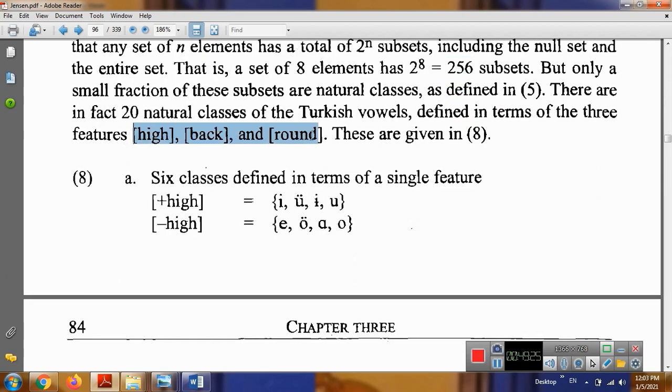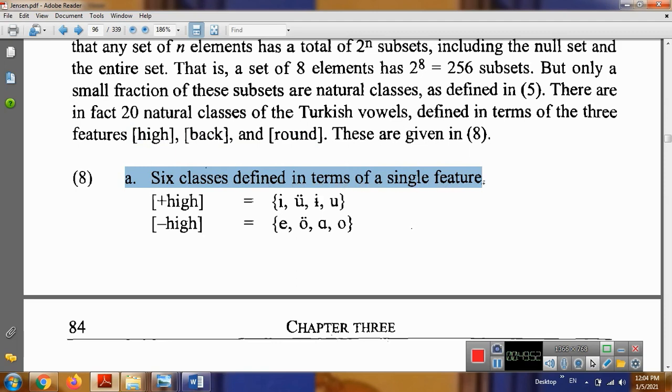For example, to designate one member of these sounds, we should mention these 3 features. But when we describe them according to the definition of natural class, when we define them by 2 features or 1 feature, we say that we have a natural class.